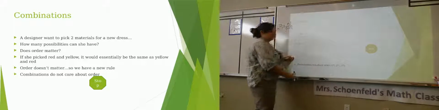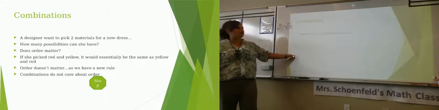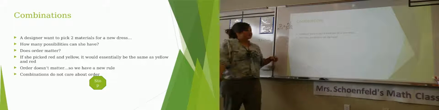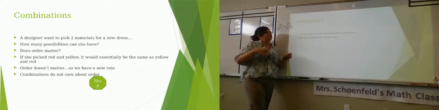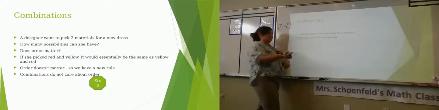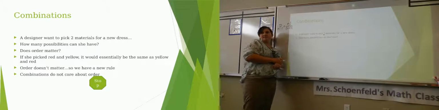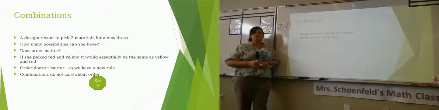So permutations are about like first, second, third, or king, queen. Those are what permutations are about. Sometimes though, I'm going to do combinations. An example of combinations is I want to pick 2 materials for a new dress. So how many possibilities can I possibly have? I don't have enough numbers for us to actually figure out anything.